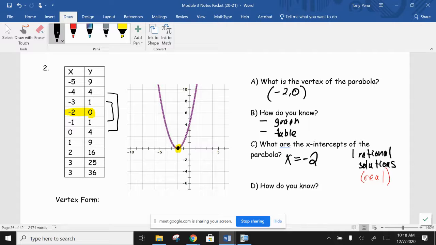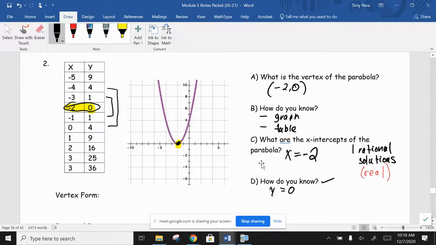And again, it's up to you. How do we know? That's where we cross the x-axis. That's where y equals 0. There are different routes you could take to justify that. All right, so now let's put this in the vertex form.